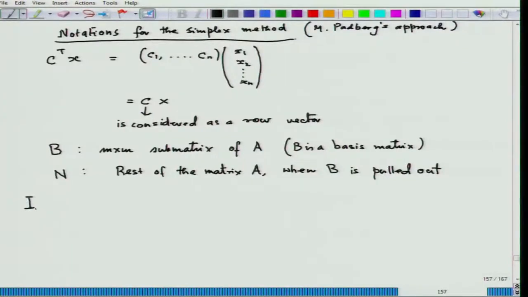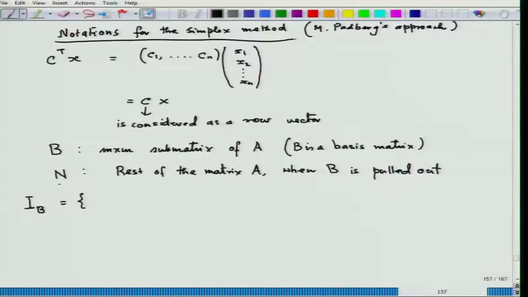I will denote by IB the index set. Do not confuse it with the I or IX that I used in the last class. You can put some other symbol if you want, but in mathematics we learn not to get confused with symbols. This is the index position: the first index of the basic variable, second index, third index, fourth index. So this is called the index set of the basic variables. I will explain why this looks strange. Why not 1, 2, 3, 4, 5, 6?